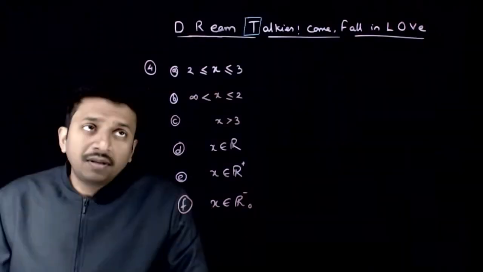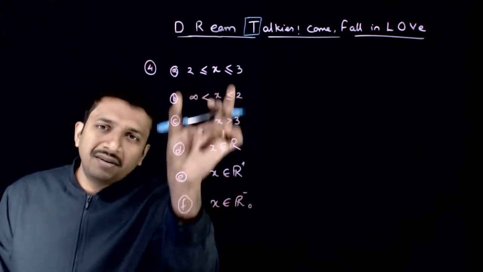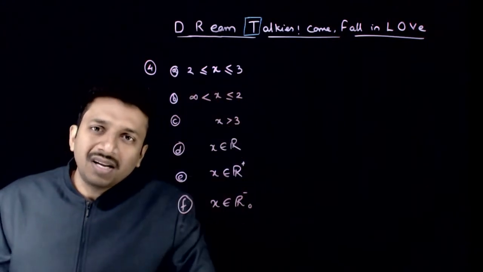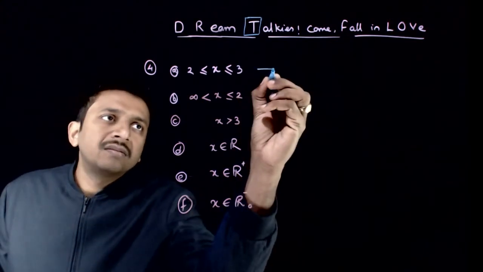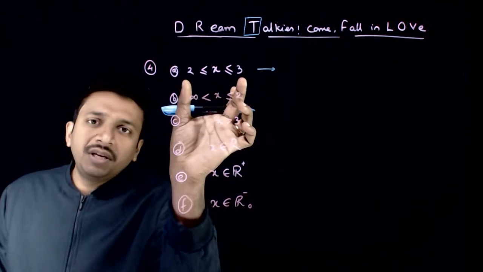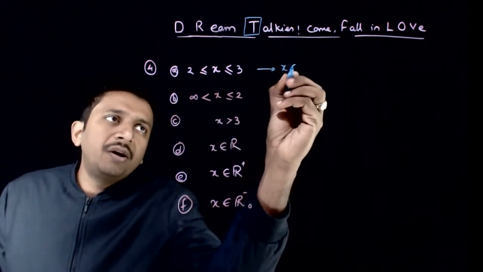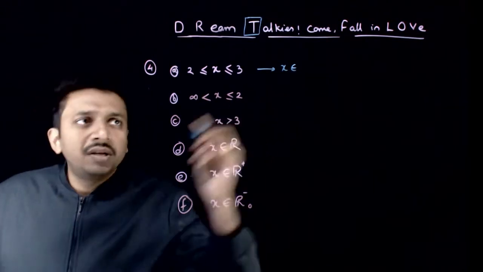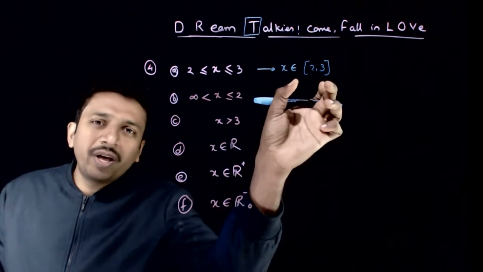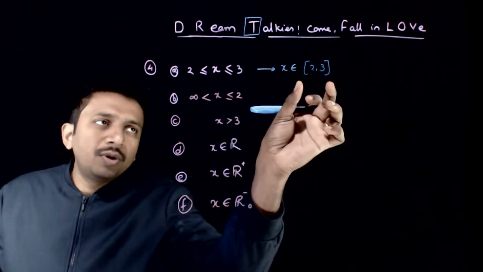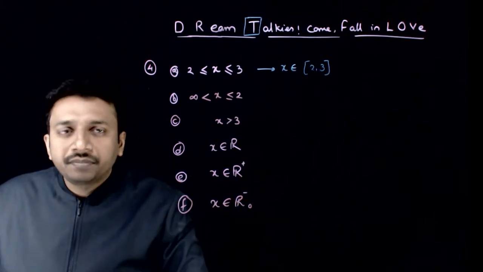So in the next type, I'll ask you to express the given intervals in terms of closed or open intervals. So if x is in between 2 and 3, including 2 and 3, what do I write? x belongs to closed 2, 3. So I use square brackets. That means closed 2, 3, that is all numbers in between 2 and 3 and including 2 and 3.